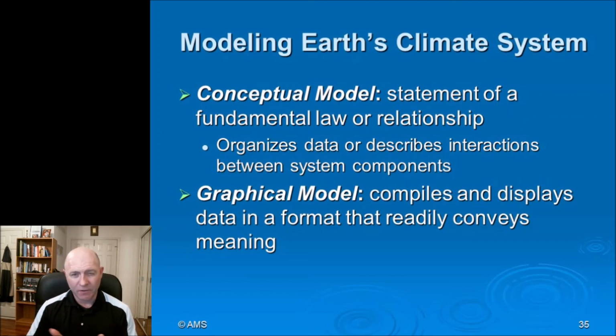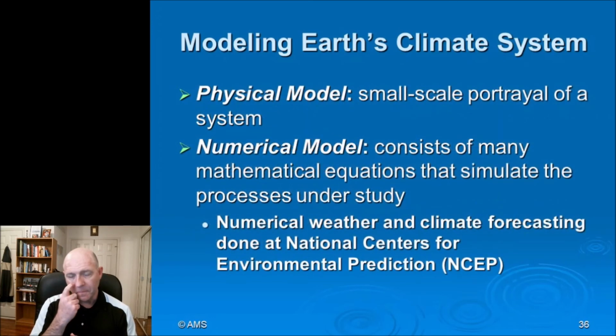A graphical model is kind of what the name implies. It illustrates and displays the data in a format that conveys more meaning, or sometimes we hear about data viz. And that's what a graphical model is all about. A physical model is a small scale portrayal of the system, whereas the numerical model is kind of like the physical model, but it's all in mathematical representations.